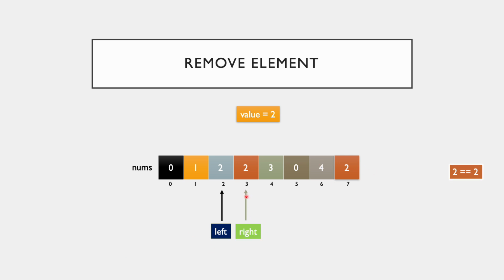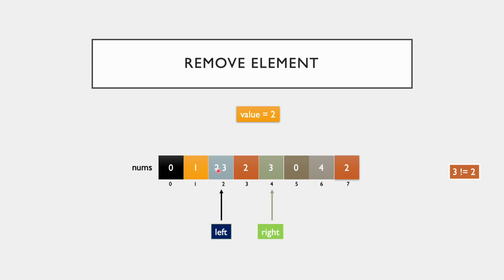So we have incremented right. Now my nums of right is 2, which is again equal to the value 2. So we will again increment the right pointer. Now here when we increment the right pointer, what happens is my nums of right is 3, which is not equal to the value 2. So now what we are going to do is we are going to swap the values present at left and right.